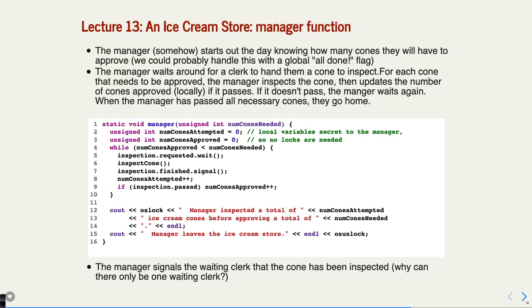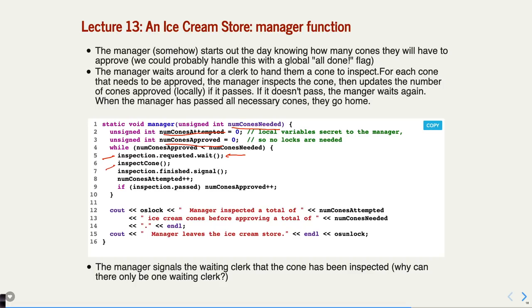So it knows how many cones it needs to make. The manager knows how many cones they need to make, and then they are going to attempt a bunch. We're just doing this to log it, as it turns out. And then they're going to approve a bunch of cones as well. Until they approve the total number of cones they need to, they can't leave. First things first, they find out if they can leave, which they can't immediately, and then they're going to wait on requested because they're waiting for a clerk to come and hand them an ice cream cone and say, please inspect this.